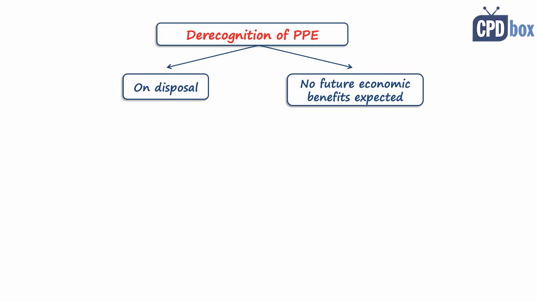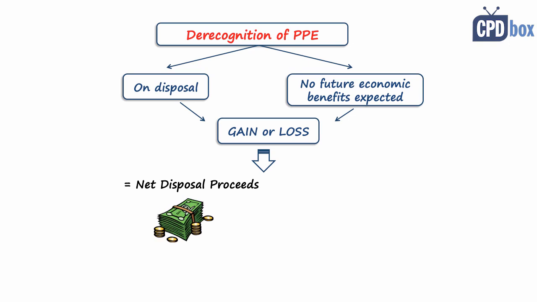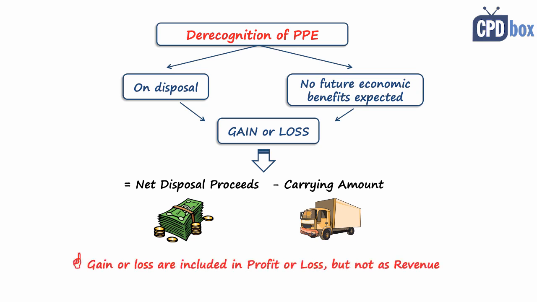And when the item of property, plant, and equipment is disposed, gain or loss may arise, which is calculated as net disposal proceeds, less any carrying amount of property, plant, and equipment. Gains or losses from disposals of property, plant, and equipment are included in profit or loss, but not as revenue, right? Rather, these are shown as a gain from sale of PPE.